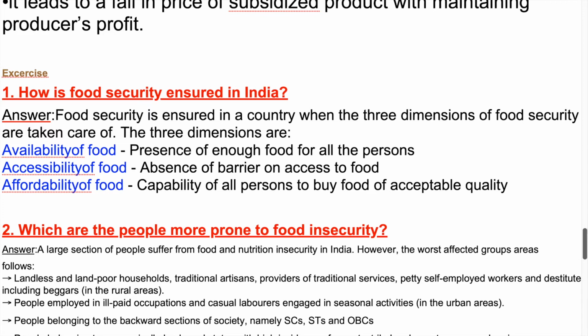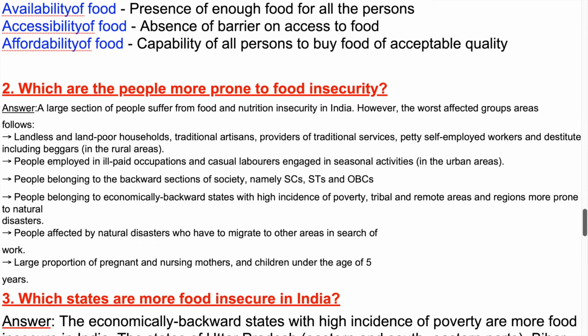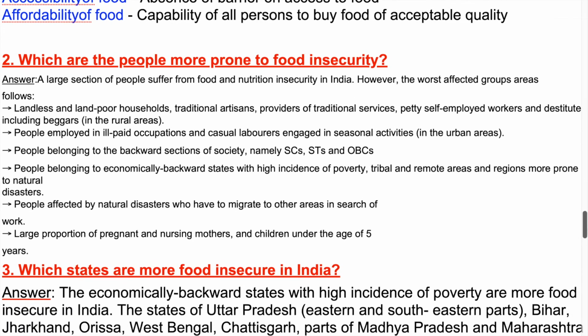2. Which are the people more prone to food insecurity? Answer. A large section of people suffer from food and nutrition insecurity in India. However, the worst affected groups are as follows: landless and land poor households, traditional artisans, providers of traditional services, petty self-employed workers and destitute including beggars, in the rural areas.